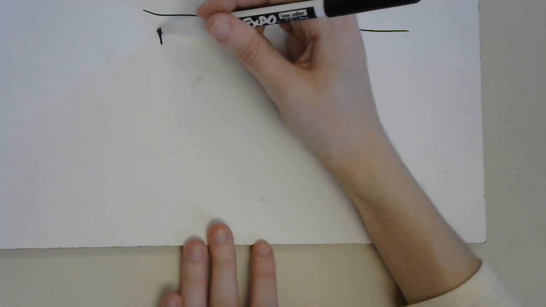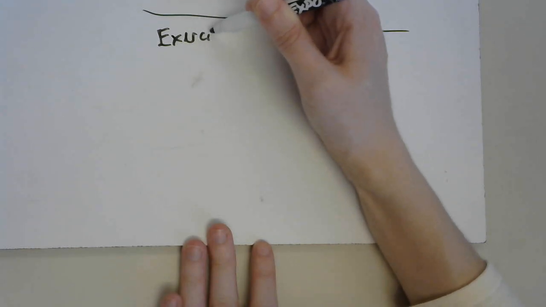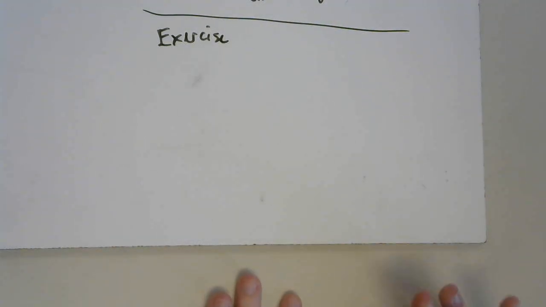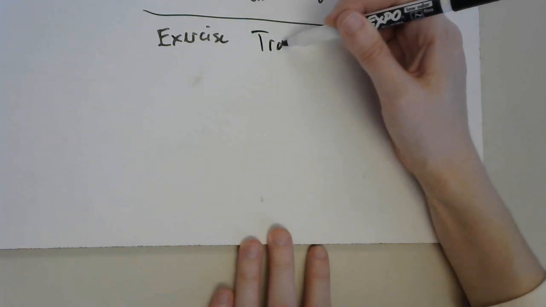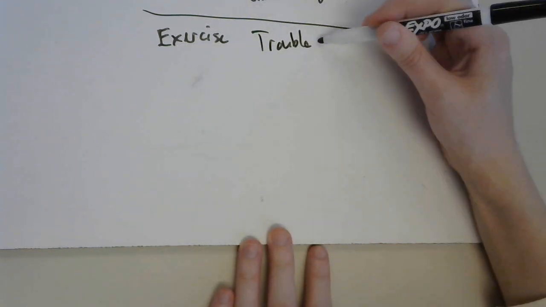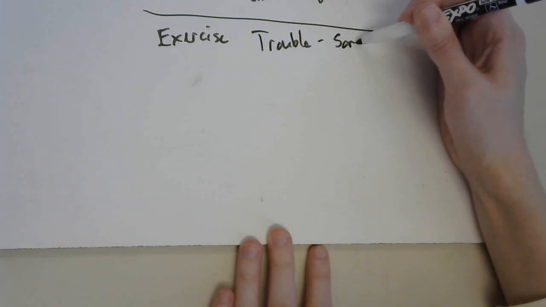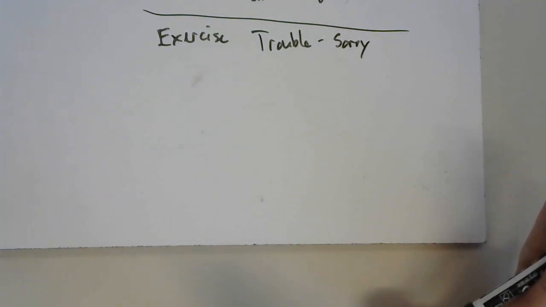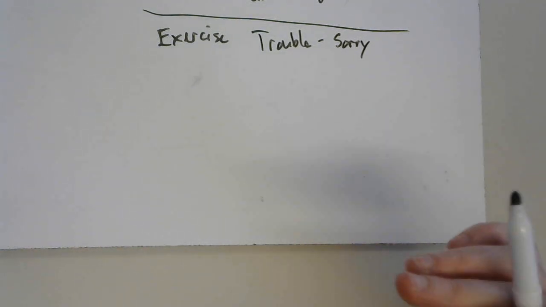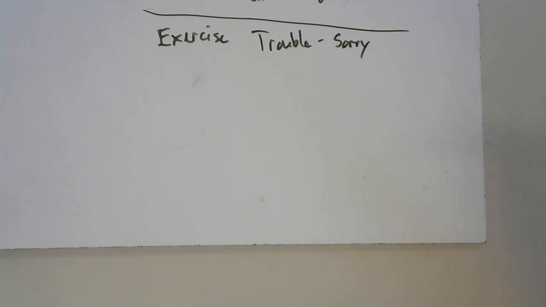For your first exercise, my brother and some of his friends crafted a game called Trouble Sorry. There are 2 existing games, Trouble and Sorry. Each are about moving pegs around a track and getting them into your home, and then you can knock out your opponent's pegs.